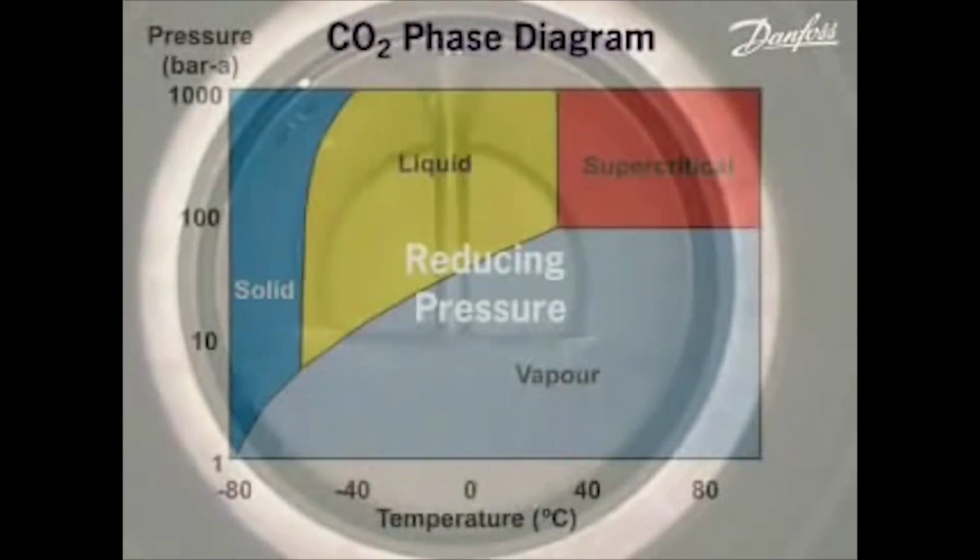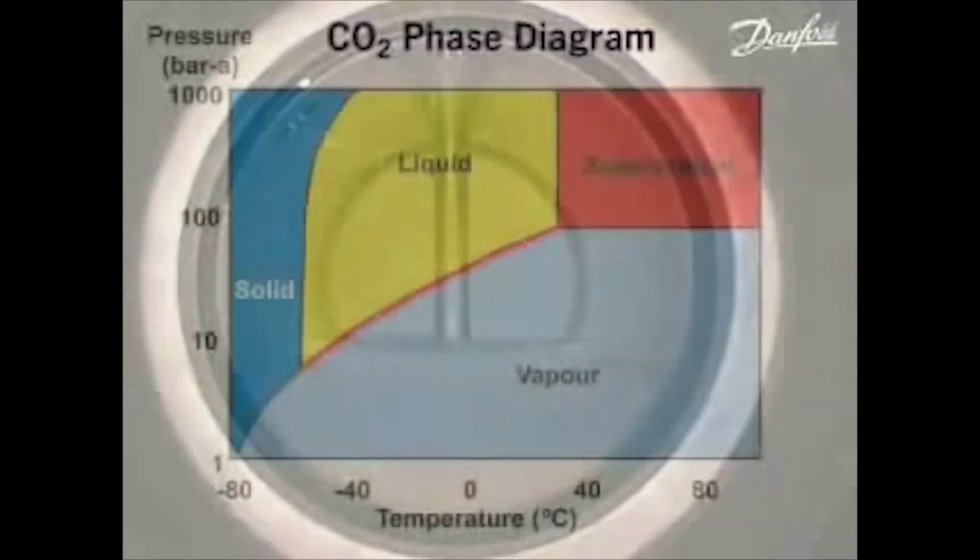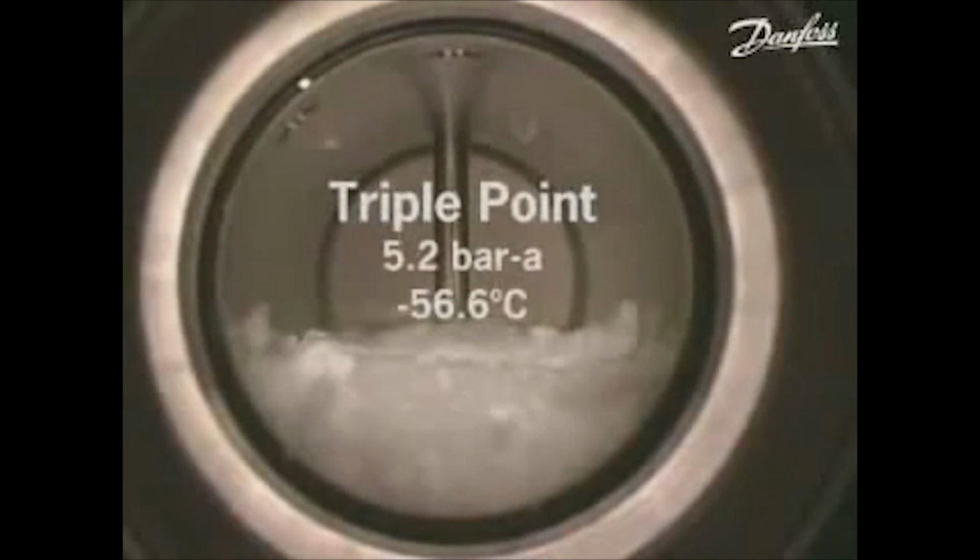The triple point is reached with further reduction in pressure and temperature. The system has now moved further down the vapor-liquid equilibrium line. Solid CO2 begins to form once a pressure of 5.2 bar absolute and a temperature of minus 56.6 degrees C has been reached. The triple point is the only pressure and temperature combination at which solid, liquid and vapor CO2 can exist simultaneously in equilibrium.